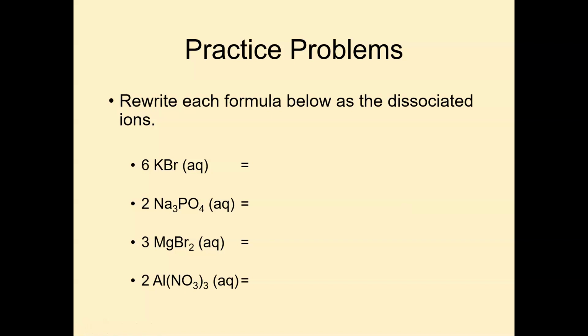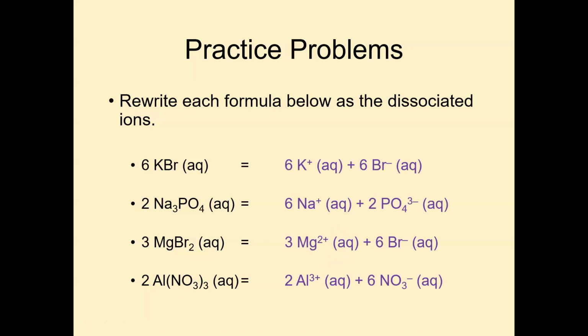Now here is a set of practice problems that you can try. Once again, it's the same four compounds that I had given you earlier, but now I have put coefficients in front of them. So go ahead and switch off the video and take however much time you need to dissociate 6 moles of KBr into its ions, dissociate 2 moles of sodium phosphate into its ions, dissociate 3 moles of magnesium bromide, dissociate 2 moles of aluminum nitrate. Go ahead and turn the video off now. All right, now let's see how you did this time.